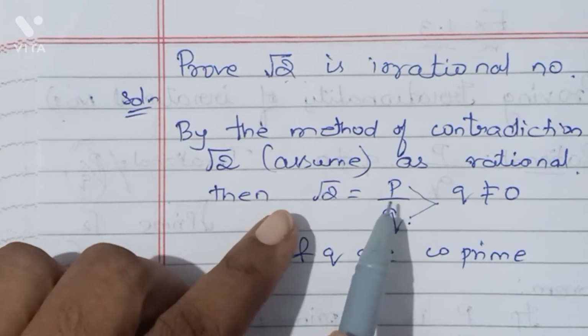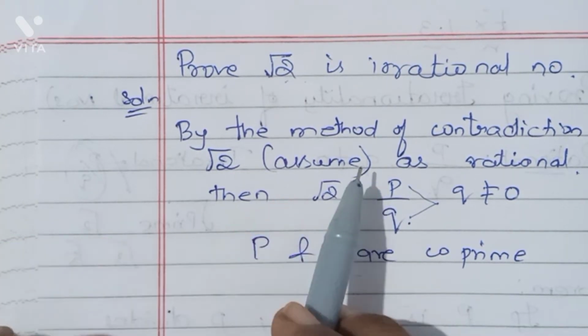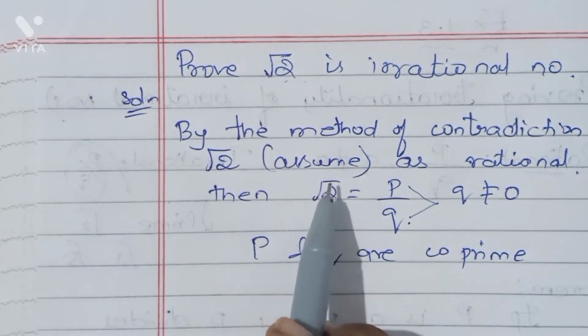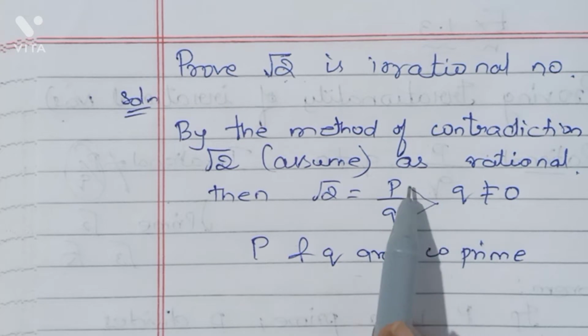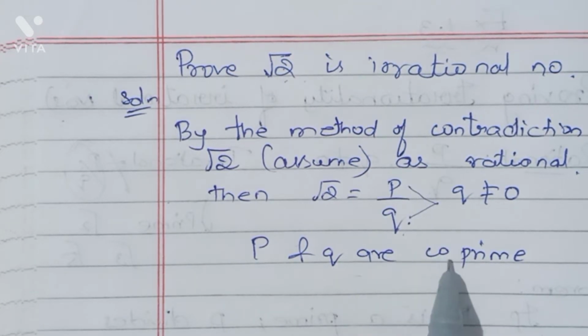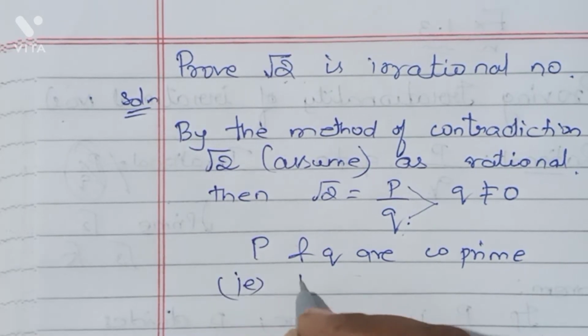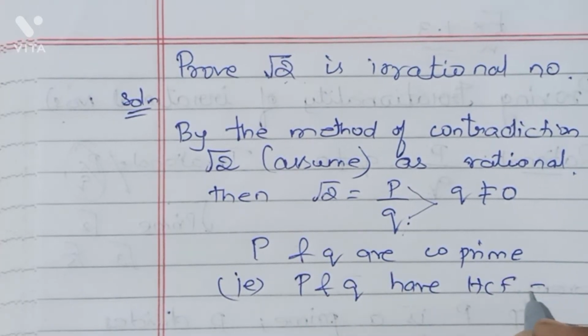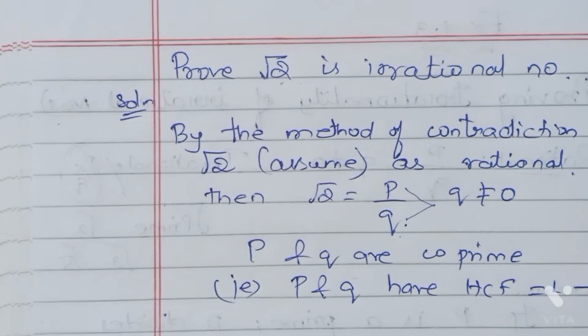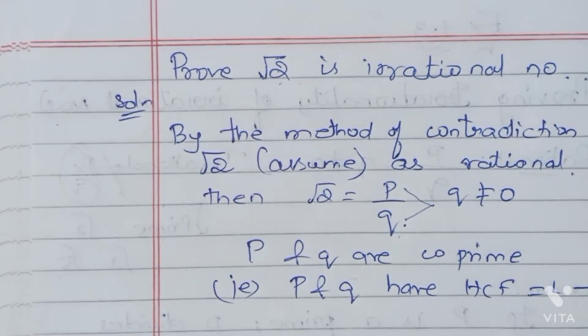If I am able to write a number as a rational number, then I can write it in the form of p by q, where q is not equal to 0 and both p and q are co-prime numbers. What do you mean by co-prime? Co-prime means the HCF is equal to 1. That is, p and q have HCF equal to 1. Let us mark this as equation 1.